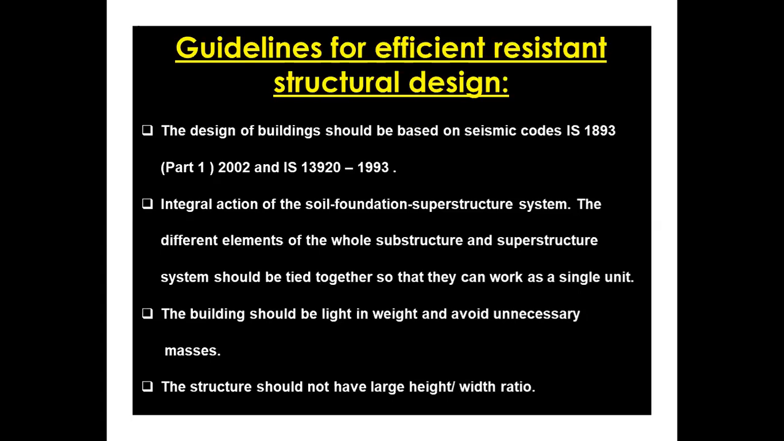The second guideline is integral action of the soil, foundation and superstructure system. The different elements of the whole substructure and superstructure system should be tied together so that they can work as a single unit, so that we can avoid earthquake effects, right? The building should be light in weight and avoid unnecessary masses. Next, the structure should not have a large height-to-width ratio.